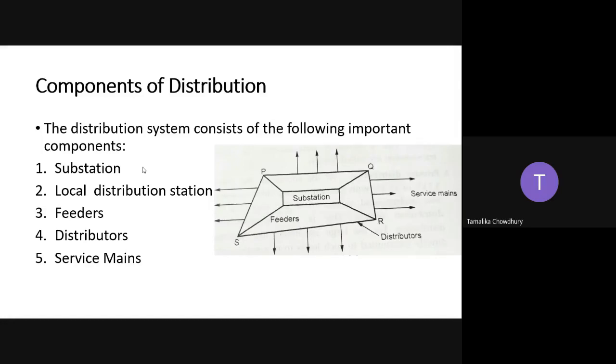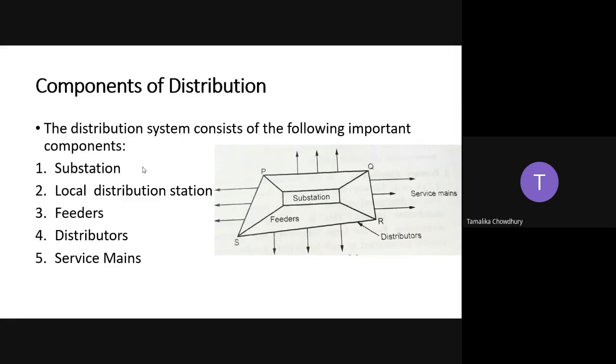So distribution component, this is also very, very important. That is, they ask about what are the functions of feeders, distributors, and service mains. So you need to just remember the functions of each of these. So I'll just say in short that the components are: first, substation, then the local distribution station, third is the feeders, fourth is the distributors, and fifth is the service mains.